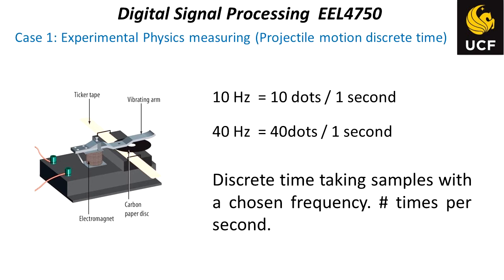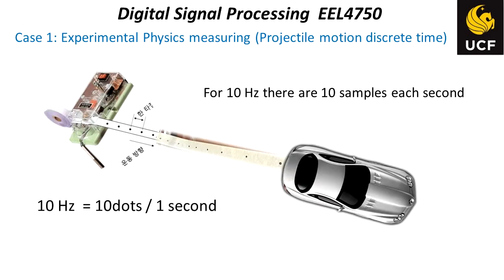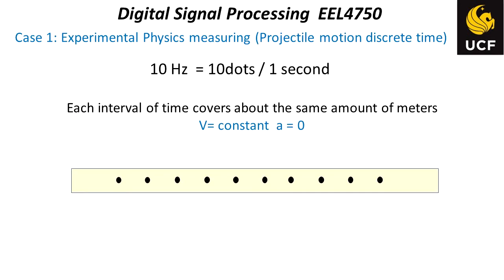So we're going to take a discrete time measurement. The tick timer can be attached to an object that's going to move, and it's going to make dots on the tape, as shown in here. For example, if we choose 10 Hz, the tick timer is going to do 10 dots each second. If we see this tape, the distance between the dots is equal, so it's equidistant. That means that the velocity is constant and acceleration is equal to 0.